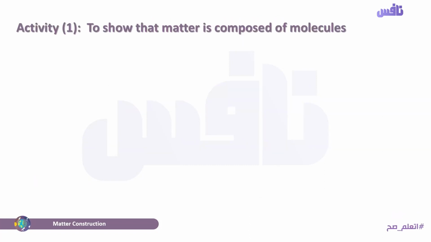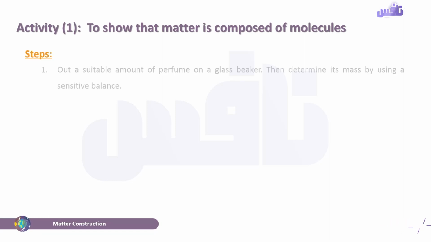Okay, activity 1. Now I need to prove what? Prove the matter is composed of the molecules. ايه اللي انا عايزه اتاكد منه؟ اتاكد ان الماتر عندي composed of the molecules, اتاكد انها بتكون من جزيئات صغيره. طيب, what can I do؟ هعمل ايه دلوقتي؟ The steps: put a suitable amount of perfume in the glass beaker, then determine its mass by using the sensitive balance.